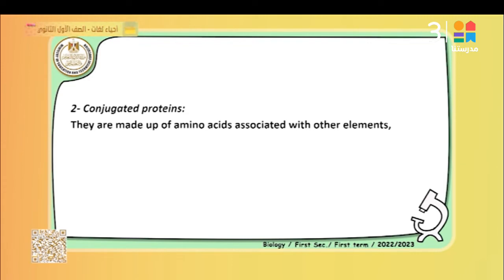Conjugated proteins are made of amino acids associated with other elements, for example phosphorus, iodine, iron, and others. Casein is a phosphoprotein, iodine is found in thyroxine, iron is found in hemoglobin, and phosphorus is found in chromatin.